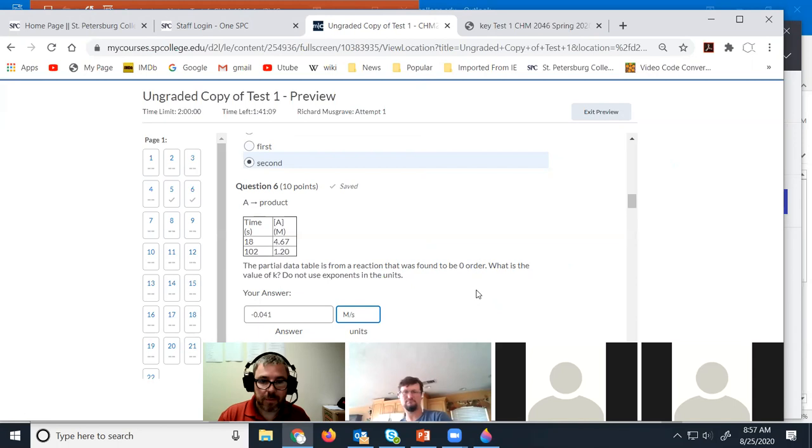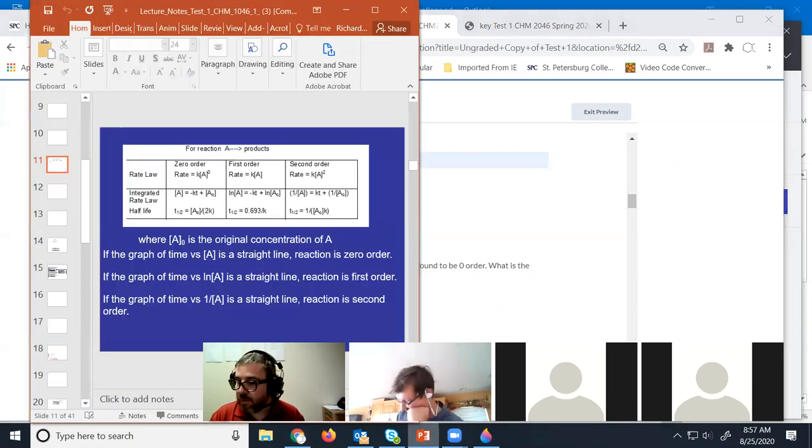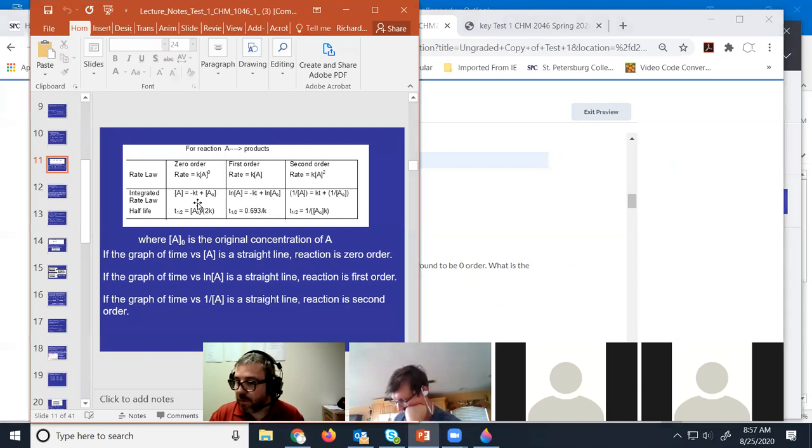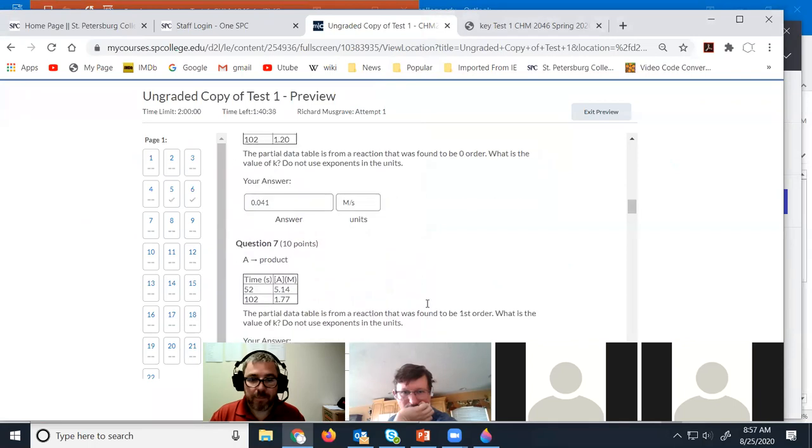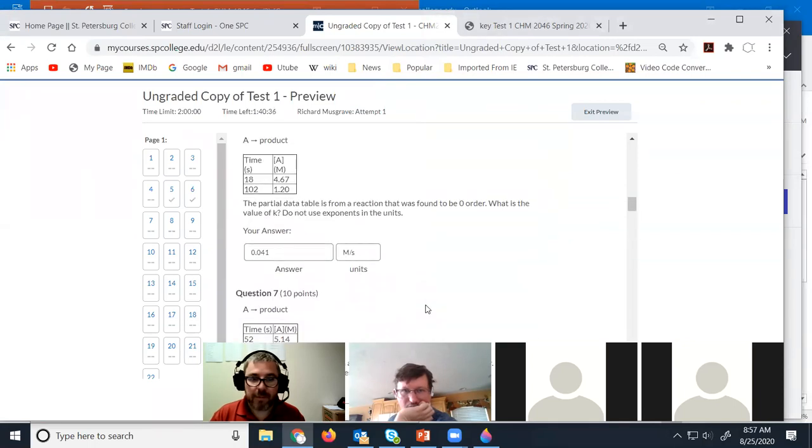Wouldn't k be positive, because k equals this? Oh, you know what? Yes, thank you. I knew that. I was just testing you to make sure that you were paying attention. You're right, the slope was negative. So let's go back and take a look at that. Thank you for pointing that out. For zero order, the slope is negative k, which means k ends up being a positive value. So k equals negative m. All right, any questions about that?